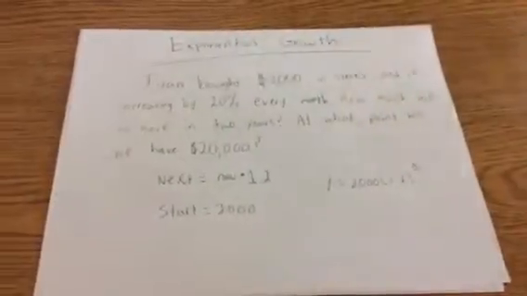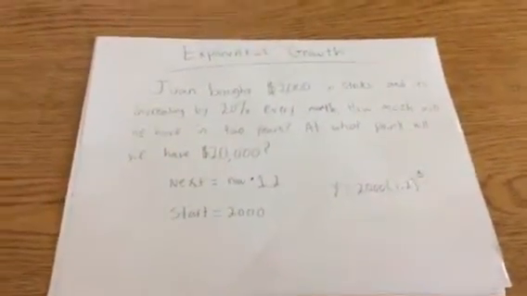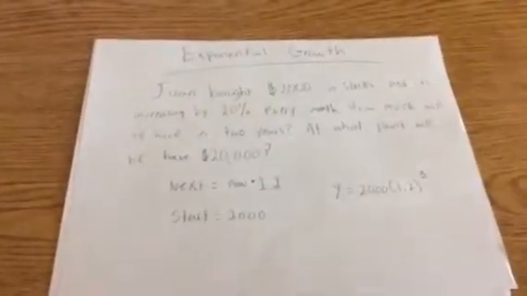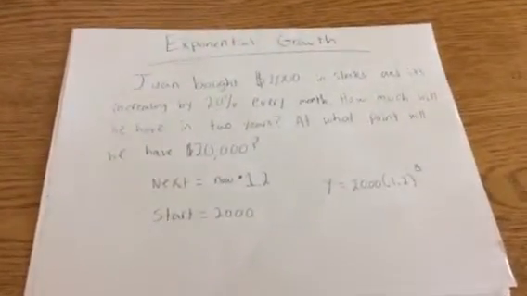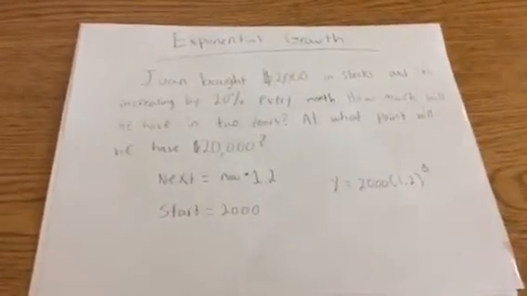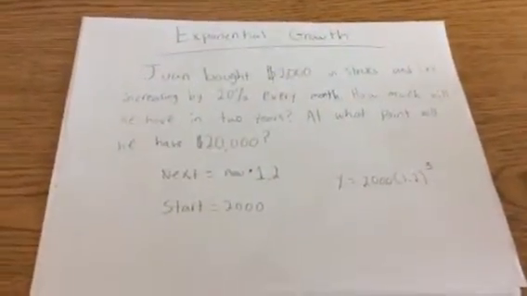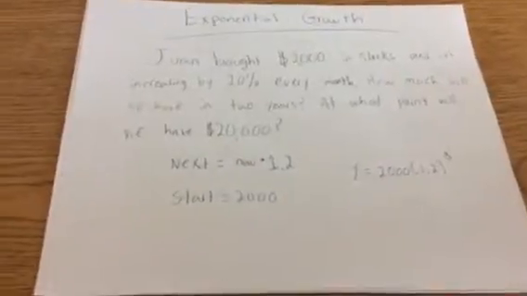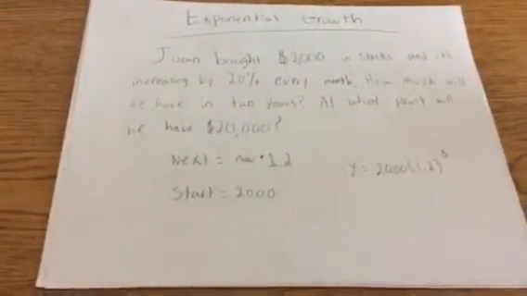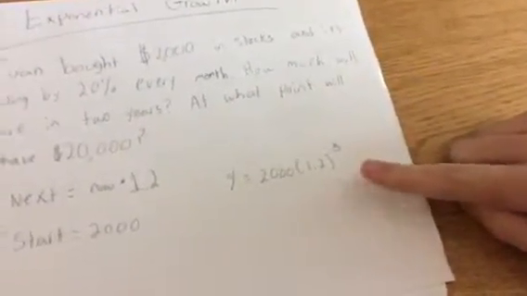And now we have the exponential growth. This is where I come in. Juan bought $2,000 in stocks, and it's increasing by 20% every month. How much will he have in 2 years? And at what point will he have $20,000? The next now equation is next equals now times 1.2, because it is increasing by 20%. And the start is 2,000. The explicit equation is y equals 2,000 parentheses 1.2 parentheses to the x, which can be wherever you want to go.